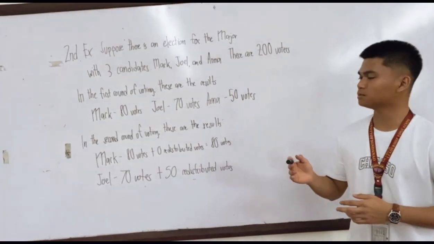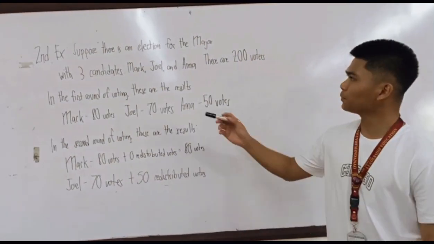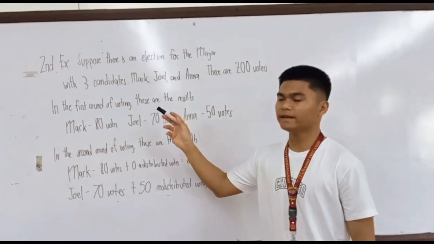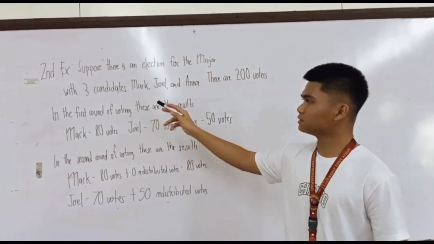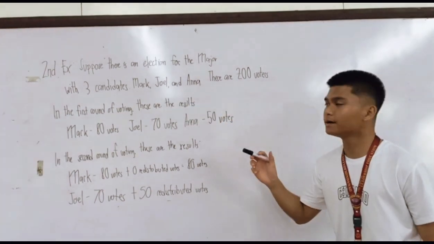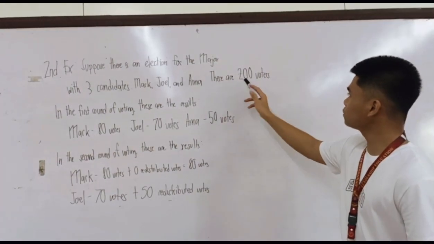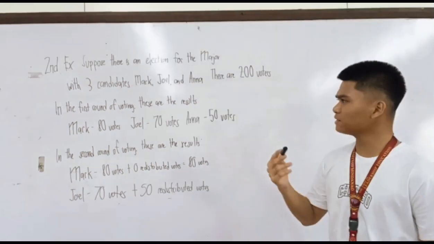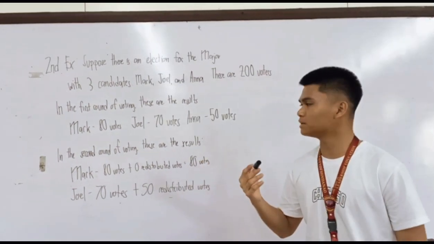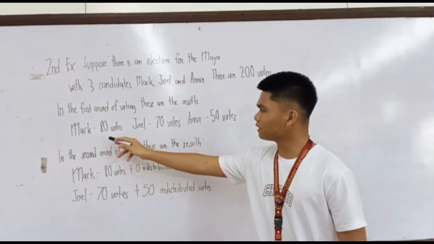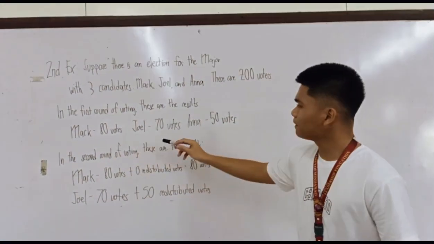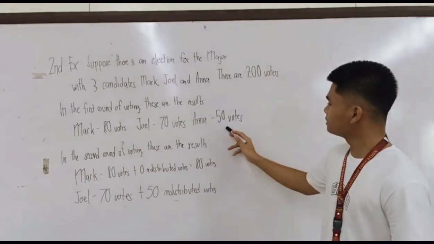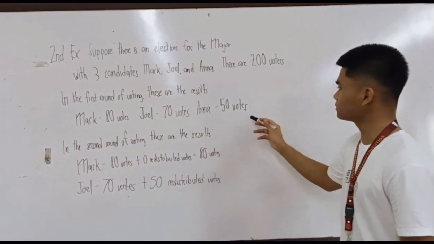Now let's proceed to our second example. Suppose there is an election for mayor with 3 candidates, Mark, Joel, and Anna, and there are 200 voters. Let's proceed to the first round of voting. These are the results. Mark got 50 votes, Joel got 70 votes, and Anna got 40 votes.